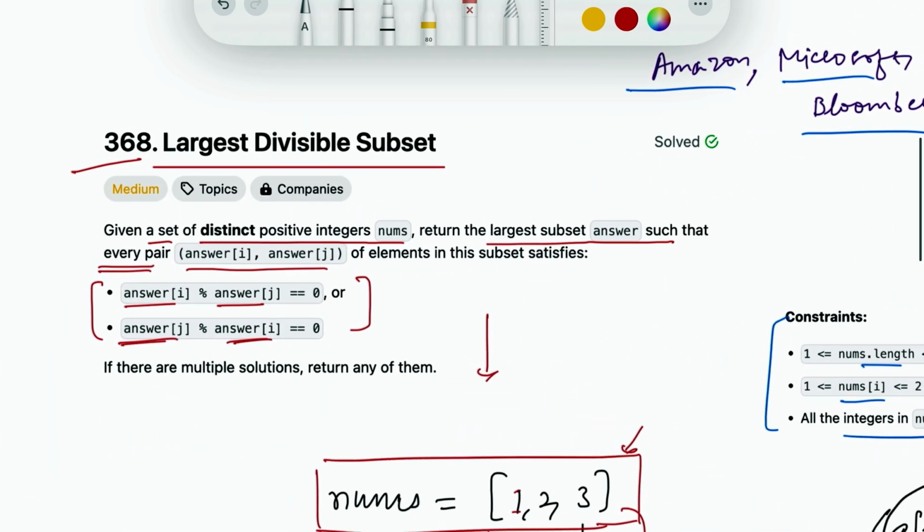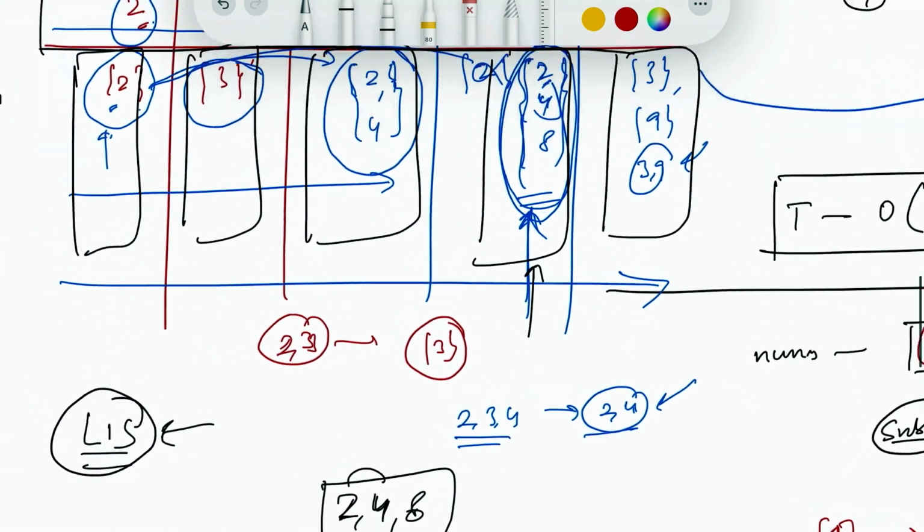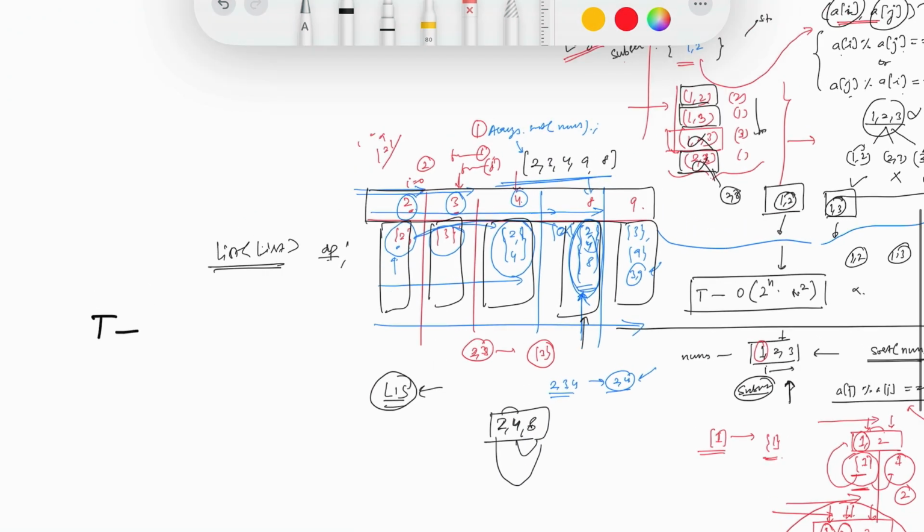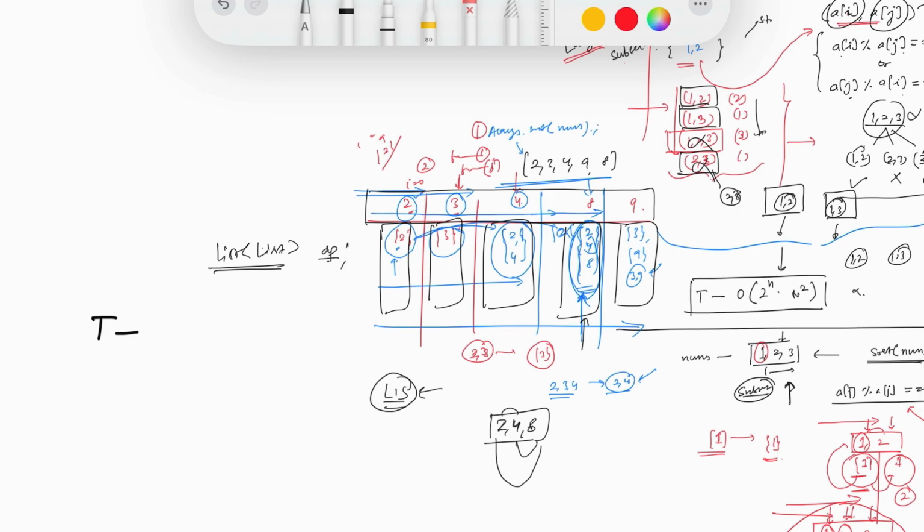Okay, now let's try to code this problem. And what is the time and space complexity of this approach? So for the time, we are maintaining this list 2, 3, 4, 8, 9, and for every index I'm iterating over all the smaller indices.